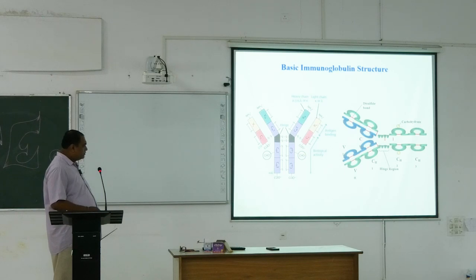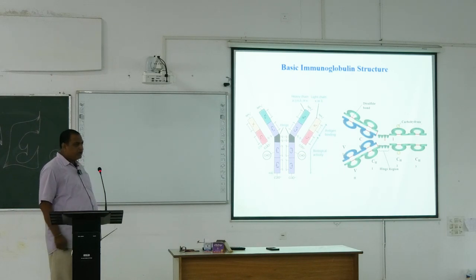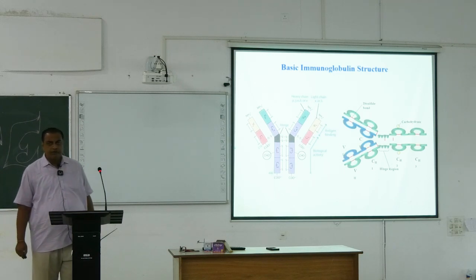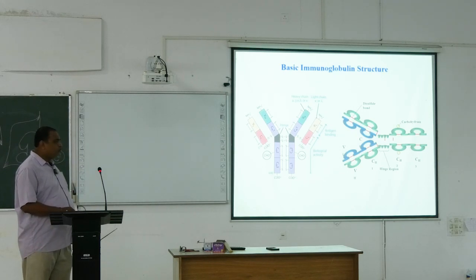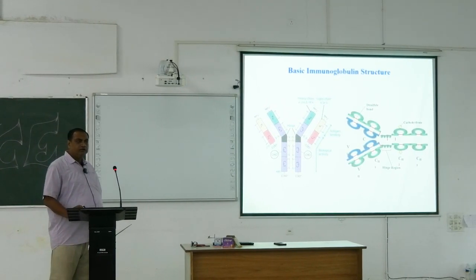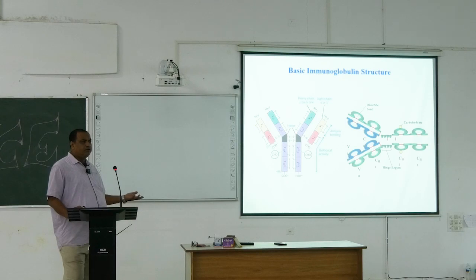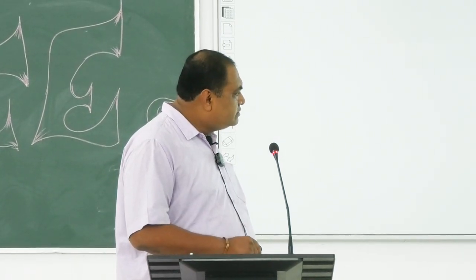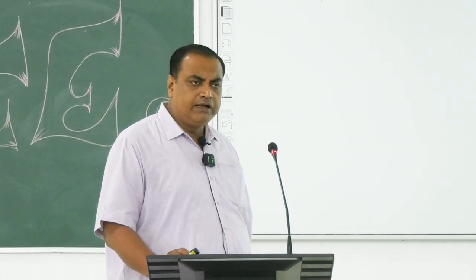If you draw like this and draw like this, what is the difference? In this diagram, you are able to show different domains which exist in the form of loops. But in this diagram, you are unable to show those loops. These loops contain like 100 to 110 amino acid residues, not very small. So these loops are essential. Whichever you draw, you will get almost equal marks.